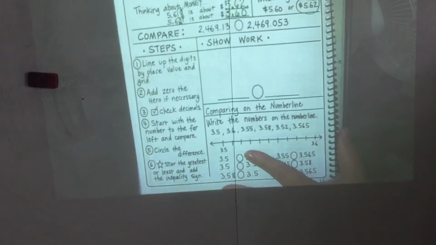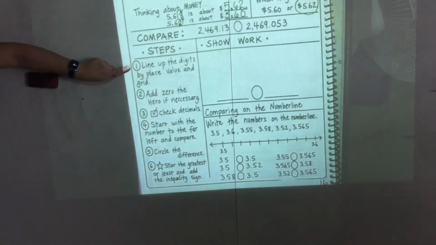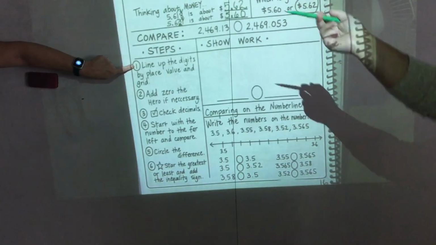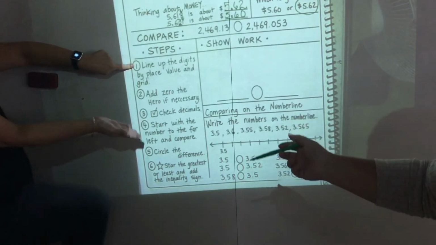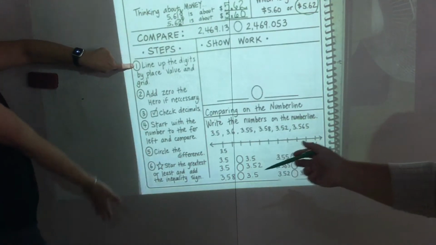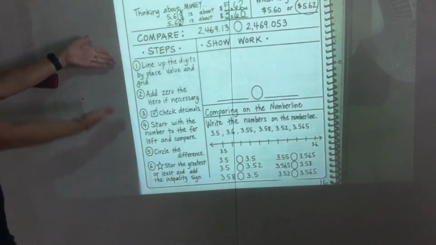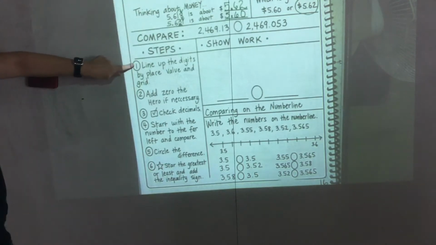That's perfect. All right, guys, so let's look at these steps. Miss Bowman's going to be Vanna White. Y'all know who Vanna White is? Watch Wheel of Fortune if you don't. Here we go. First thing, you're going to line up the digits by the place value and grid.